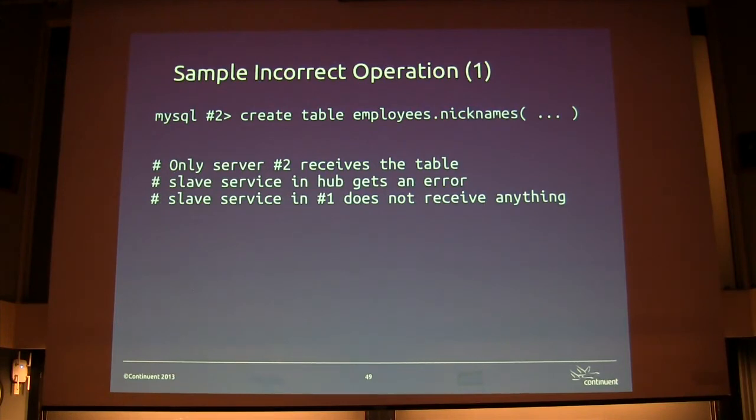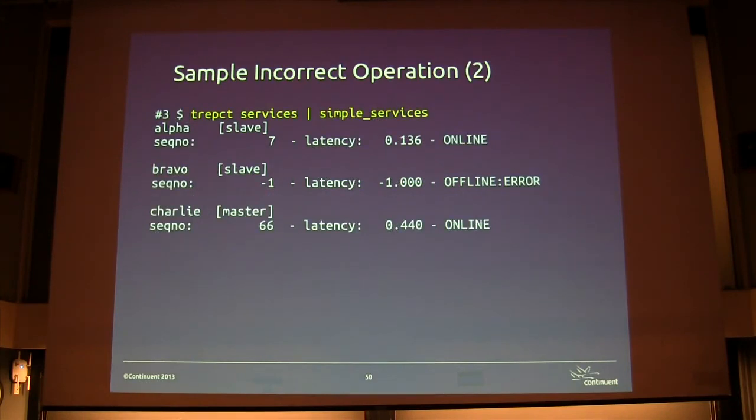So what happens? Nicknames is inserted in server number two because replication works after the fact, but it generates an error in the hub. So the hub receives the transaction, checks the authorization, says that the transaction comes from a server that is not authorized to do it, and generates an error. So when I look at the status of the star topology, I see that in server number three, that is the hub, I have Alpha that is online because nothing wrong happened there, Bravo that is offline with error because the error came from server number two, and Charlie that is online because nothing wrong has happened yet there.